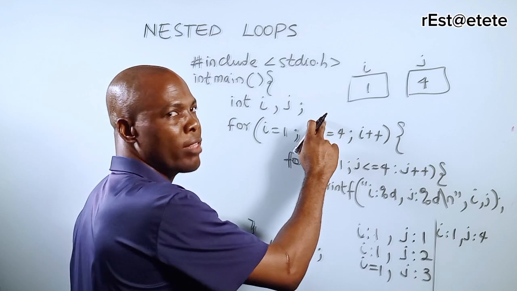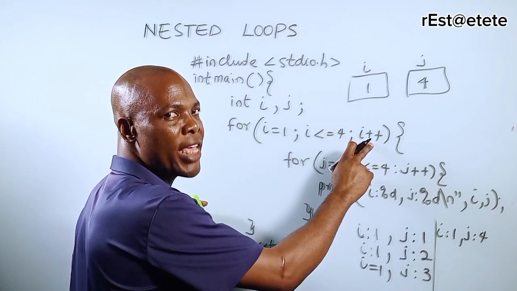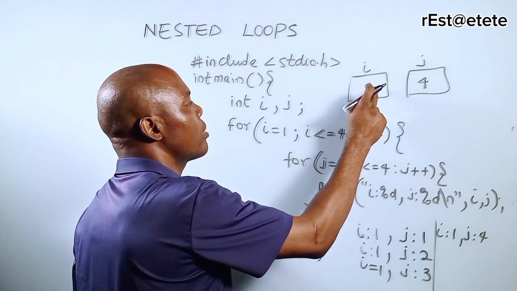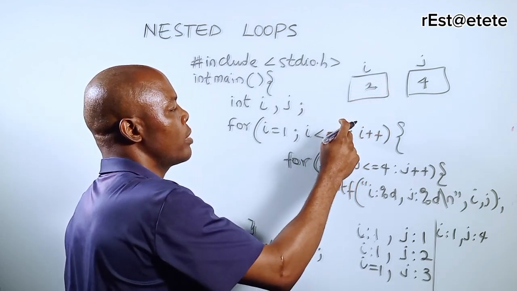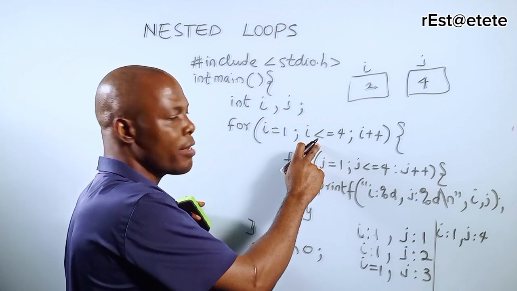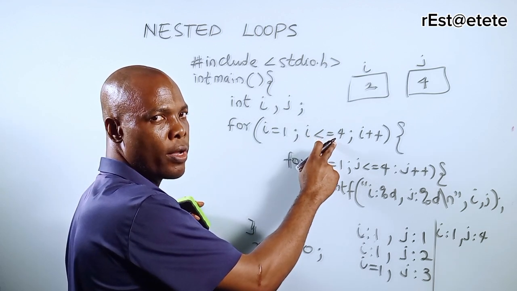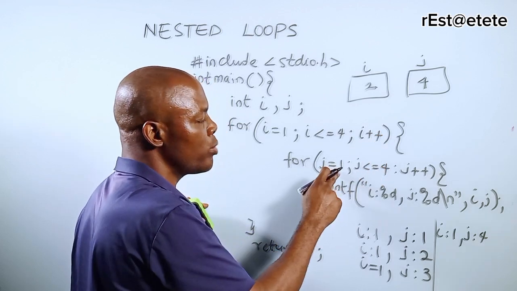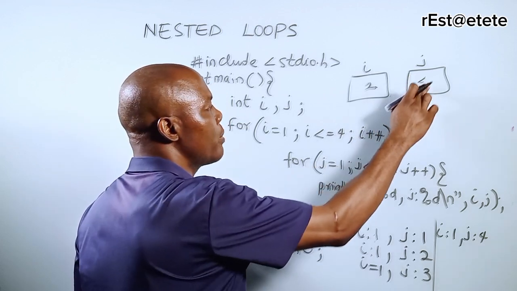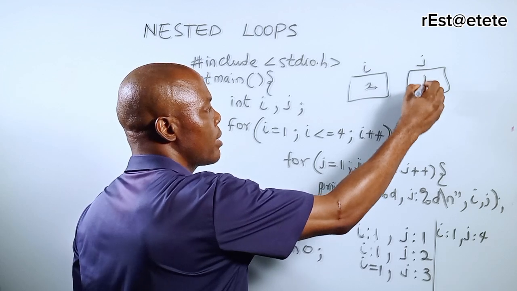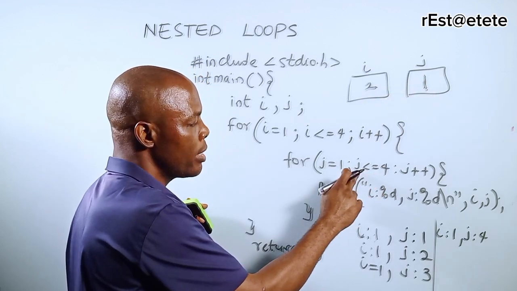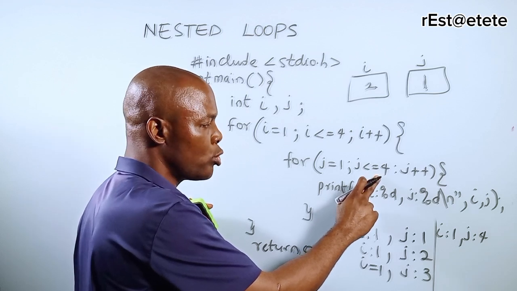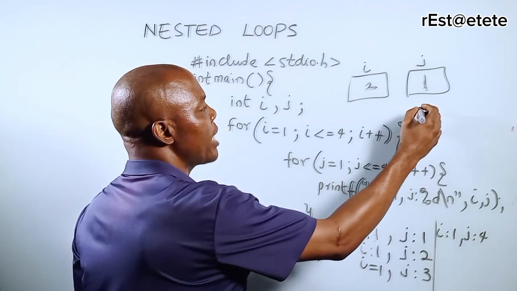It will return back to the outer loop. It will increment I to now 2. I is now 2. Right? Then it will test the condition of I. 2 less than or equals to 4. That is true. It will go in. Once it gets in, it will assign 1 to J. So this place will become 1. Then to start the loop again, J less than or equals to 4. That is true. It will go in. Now it will print I.